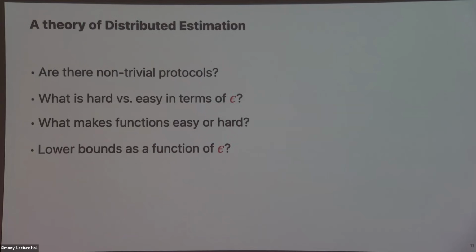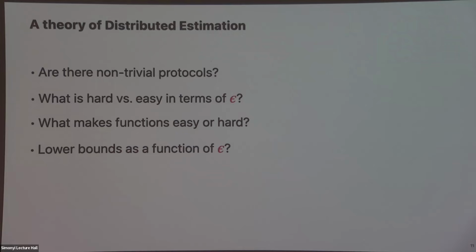What is hard versus easy in terms of epsilon? When we talk about randomized communication, we know that having linear in n communication for Boolean functions, those are our hard functions, set disjointness, inner product. Having communication log n or constant in the public coin model, that's equality, greater than. So you see the full scale. What does hard or easy mean in terms of epsilon? At this point, we have no idea.